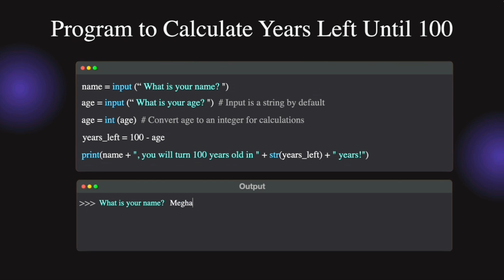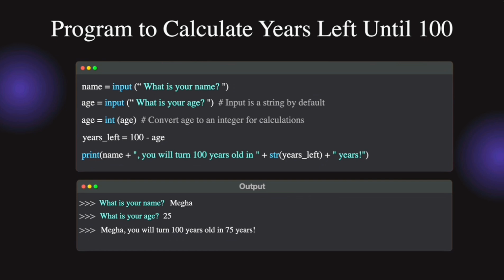If you do not perform typecasting and directly perform calculations with string inputs, you will get a type error. Python throws an error when you try to perform operations between a string and an integer. So remember, whenever you need to perform calculations with the input, make sure you are converting values into the correct data type using functions like int, float, or str. This way, your program will work correctly.